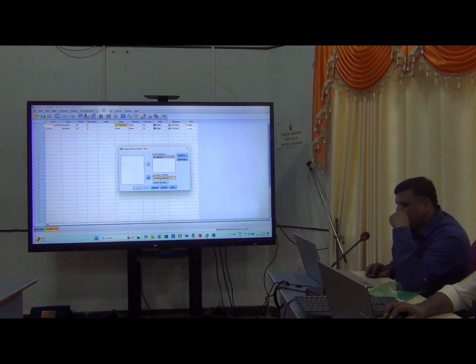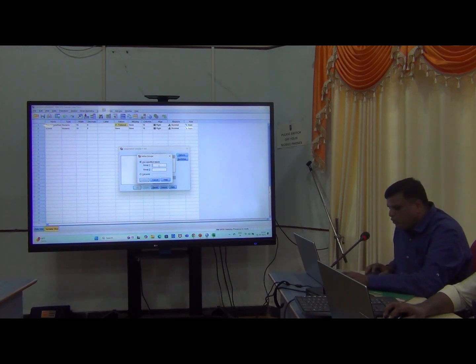Okay, it is asking something. What is the teaching method? That means you have to define the groups. What are the groups that we have created? Click on Define Groups. Group 1 is 1, group 2 is 2.